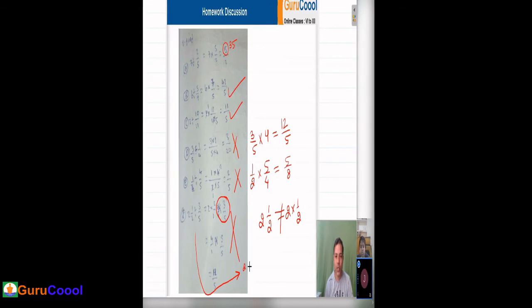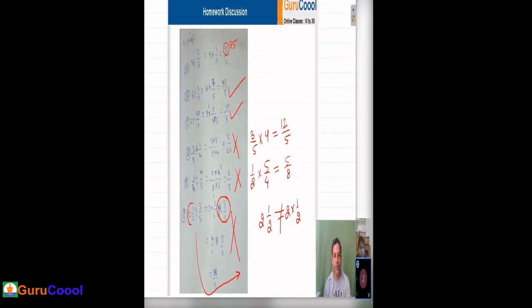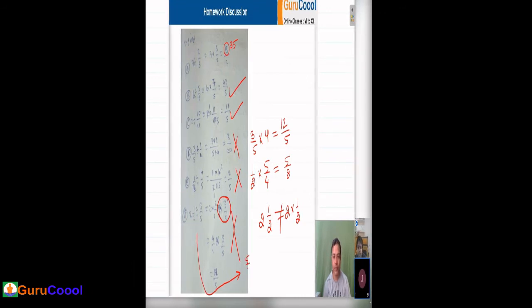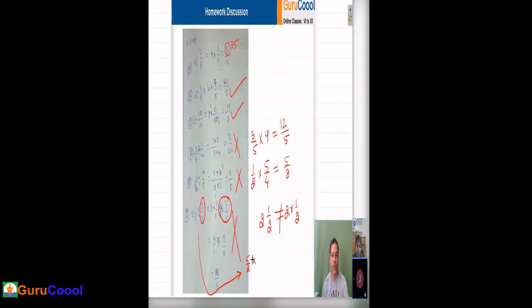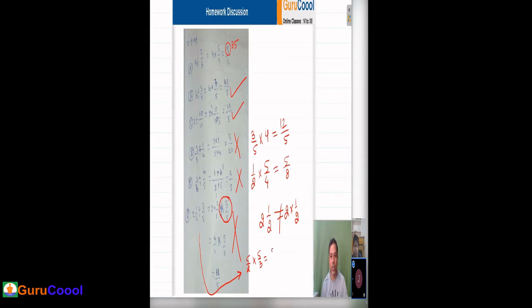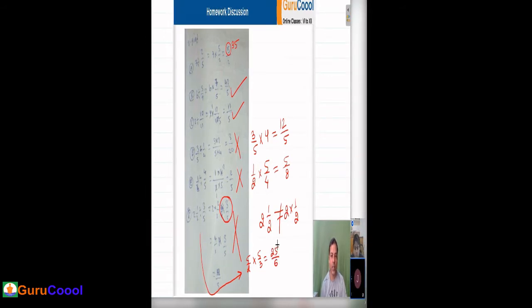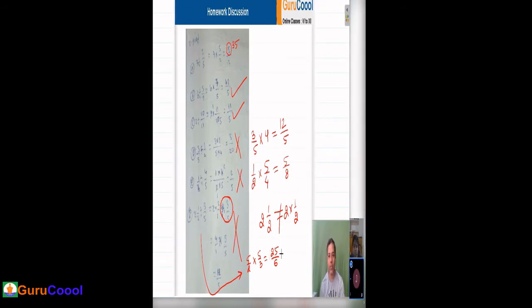It's 2.5. That means 5/2, because 2.5 means 2 times 2 plus 1, 5/2. And then you change the divide sign into multiply. And then 3/5 becomes 5/3. So it is going to be 25/6. And since it is an improper fraction, you should change it into a mixed fraction.